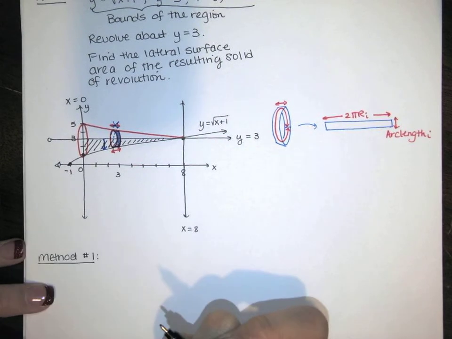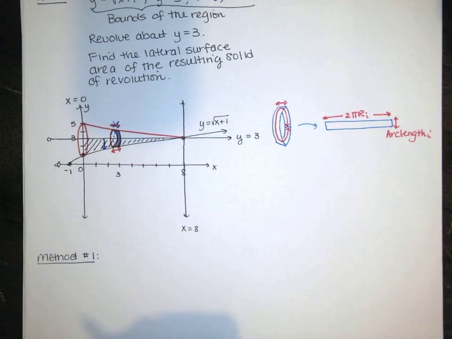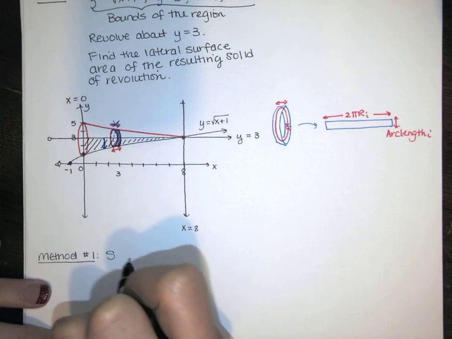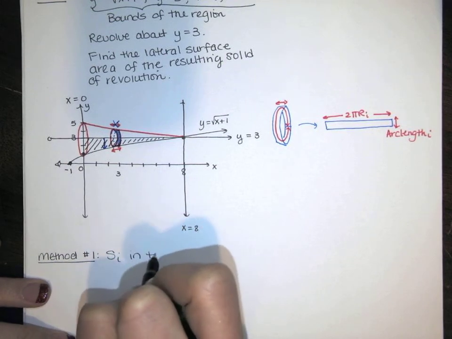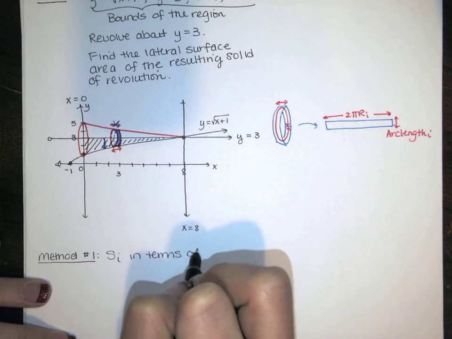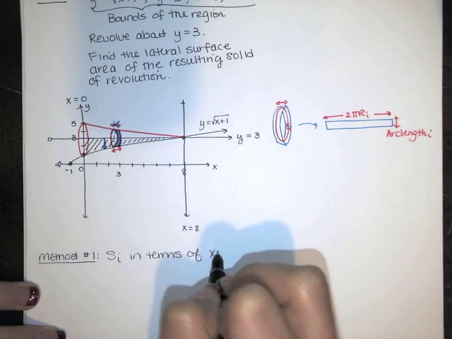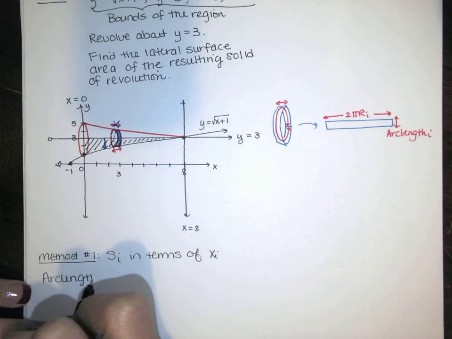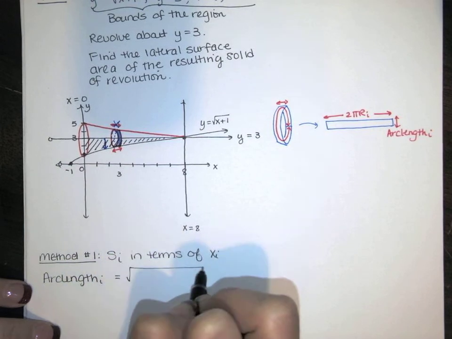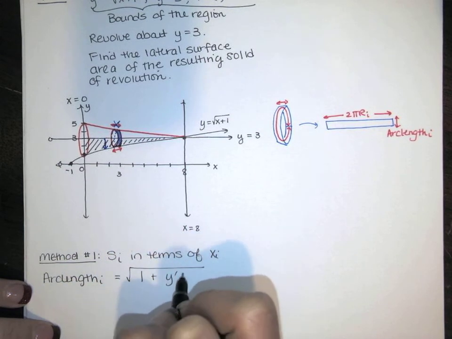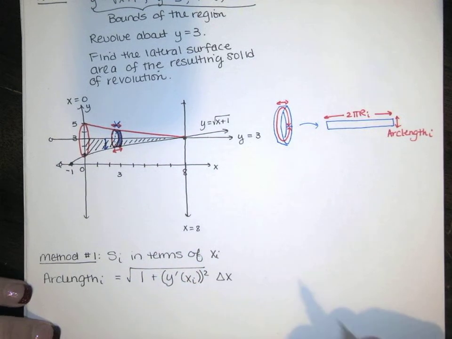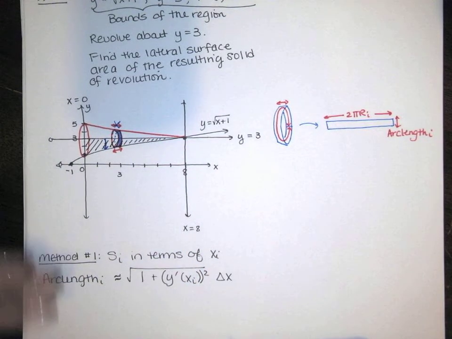Now you can do this in terms of x or you can do it in terms of y. First we're going to do it in terms of x. So first I need arc length, which is the square root of 1 plus y prime of x, quantity squared, times delta x. It's approximate.